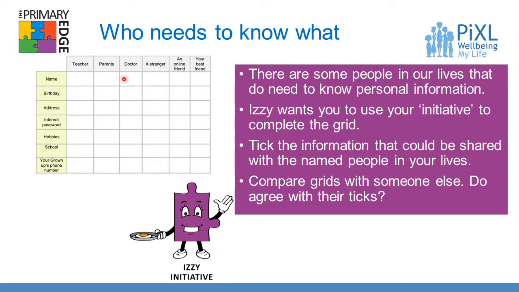Okay, so you can go along, who needs to know your name, and you can tick the ones who need to know that. Then you would go to birthday. Who would you share when your birthday is? Would you share it with your teacher, your parents, your doctor? Okay, you go along. Then your address, your internet password, your hobbies, which school you go to, and then finally your grown-up's mobile phone number.